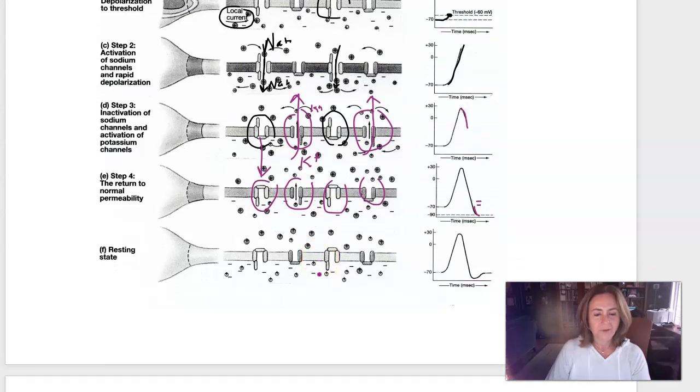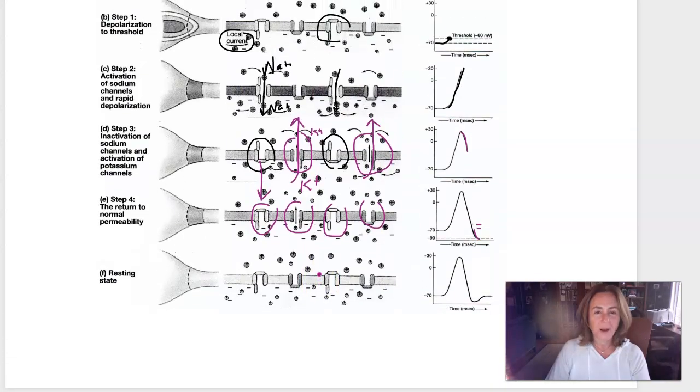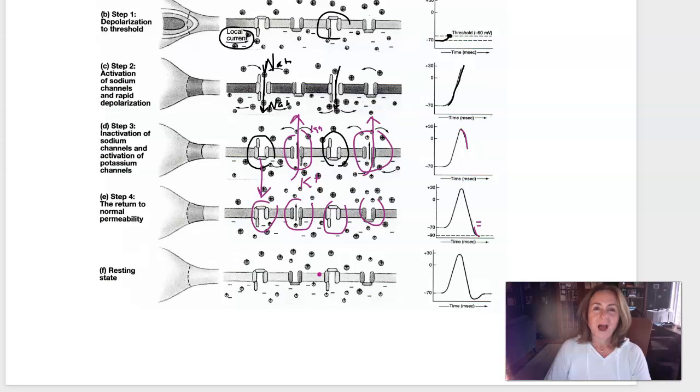Yeah, so that covers the action potential. So we'll talk about how it propagates down the axon in the next class, next video. Thanks a lot.